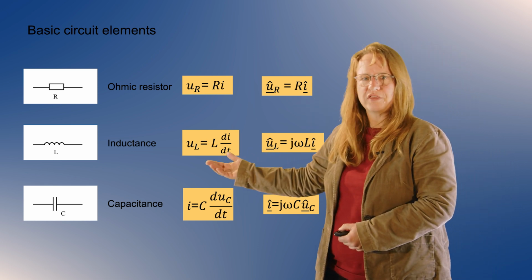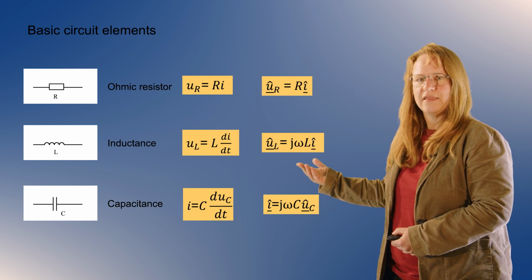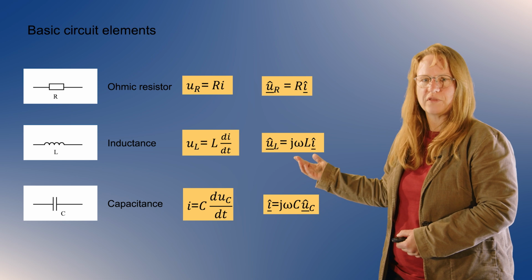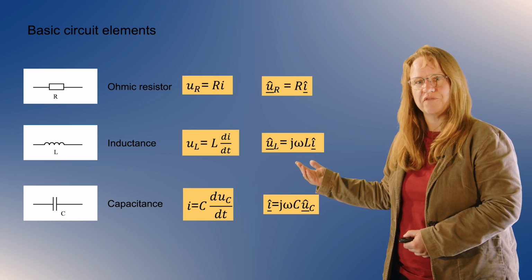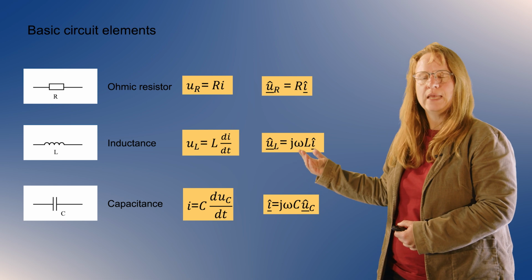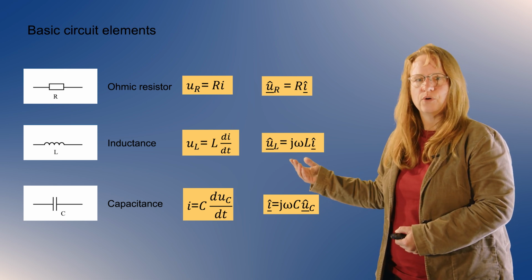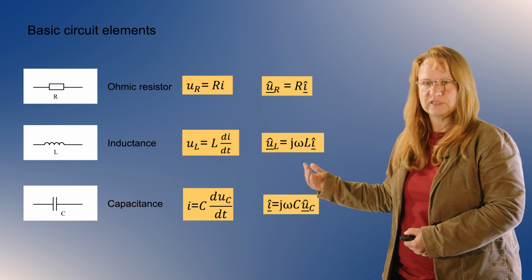If we go with the derivative equation from the time domain to the frequency domain, then we get, instead of the derivative, a multiplication with j omega, where j is the square root of -1, the complex number, and omega is 2 pi times the frequency. So this equation in the time domain becomes this equation in the frequency domain.